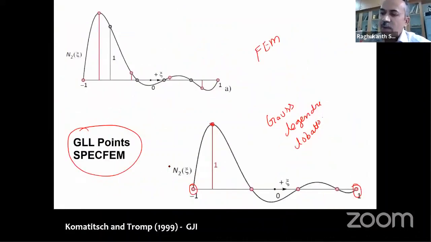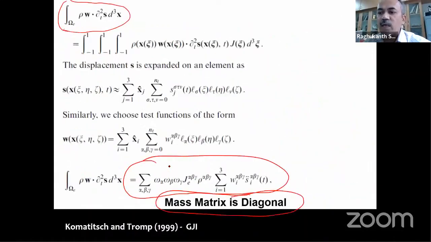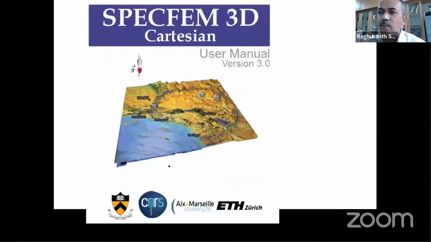In ordinary finite element, the mass matrix will not be diagonal. So to invert the non-diagonal matrix, the computational effort, the memory and other requirements increase in the finite element. But in spectral element, this is the greatest advantage. A diagonal matrix is very easy to invert, and you can solve this very efficiently on a computer.